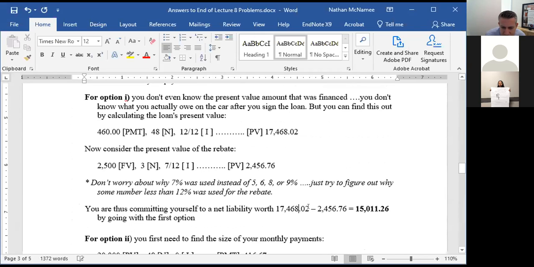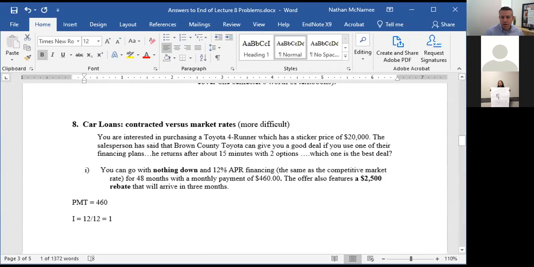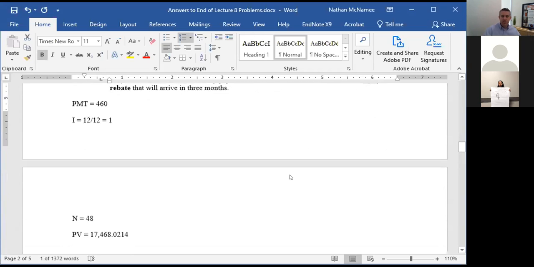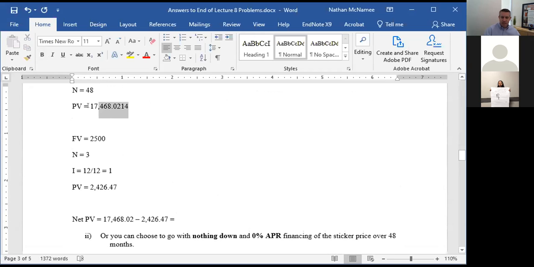Okay, I think we got something. Oh, it's 5.6. Never mind. So it should be 15,000. Yeah, okay, good. So you can see what we're trying to do when we compare two different financing options. Financing option 1 was 12%, paying this much a month, and we get this much rebate. So how would we compare that to financing option number 2, which we'll go over here in just a second? What we need to do is get to our present value. What is the present value of this loan? In this case, the present value is the present value of all the payments minus the present value of the rebate.